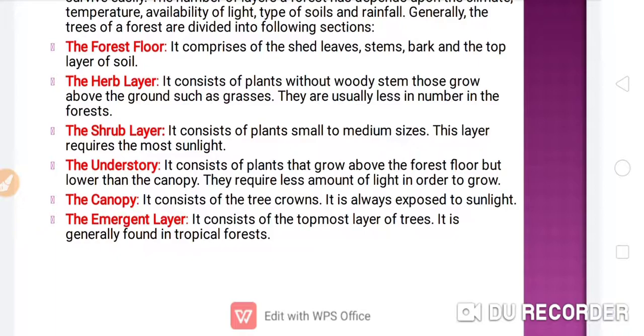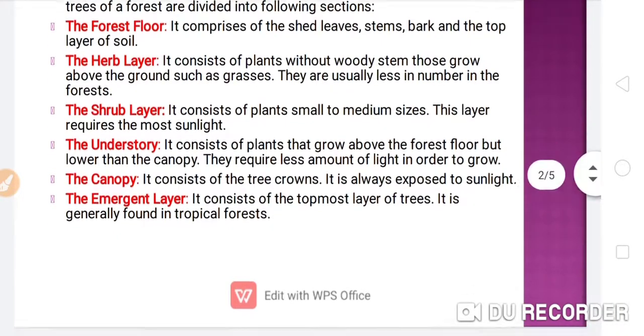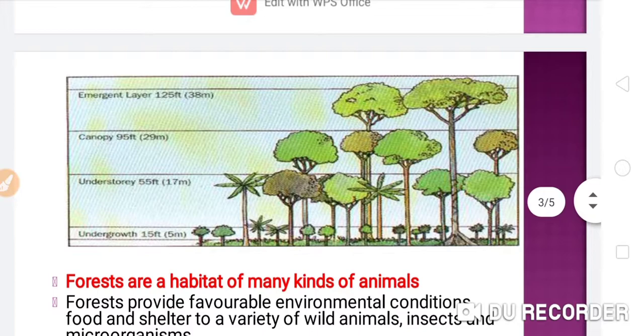Now the emergent layer consists of the topmost layer of the tree. It is generally found in tropical forests. So here we have discussed the stratification in forests. Now come to the next slide. In this slide you can see the stratification clearly, and you can see how the habitat is divided in the forest.